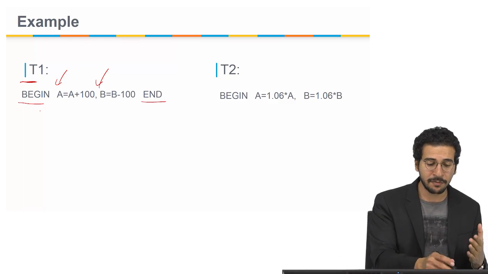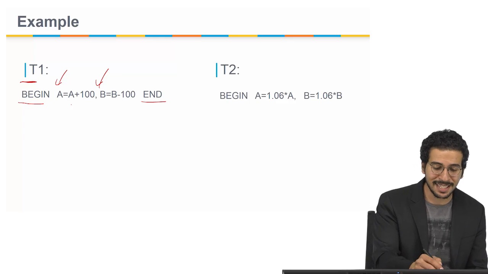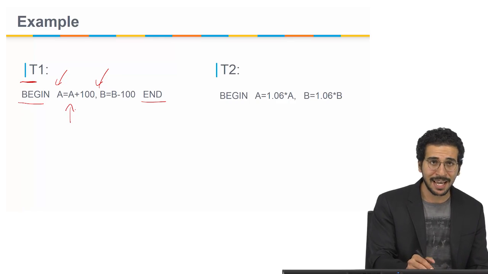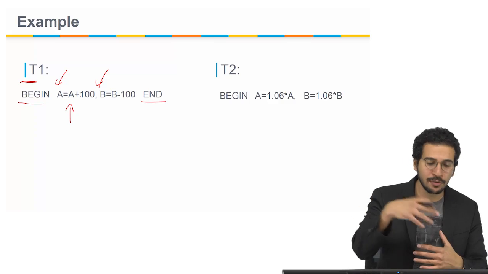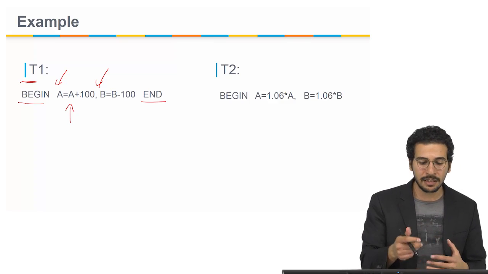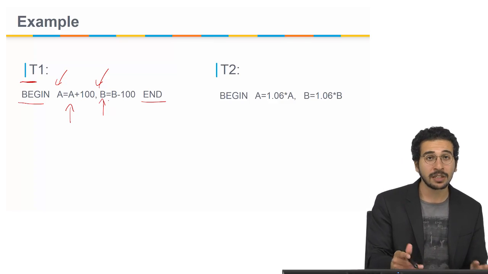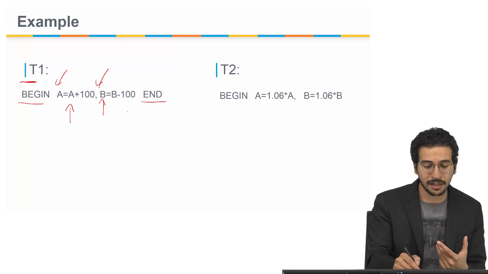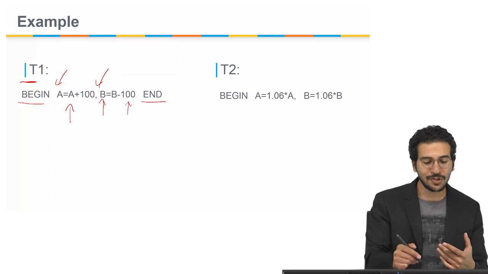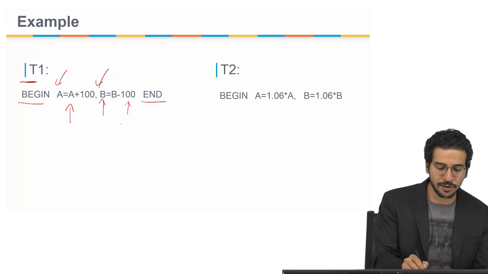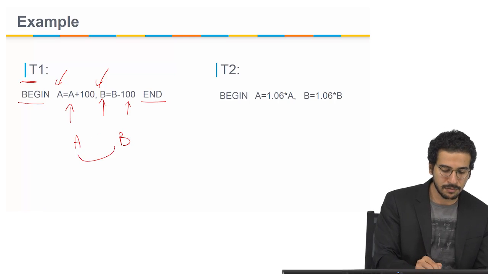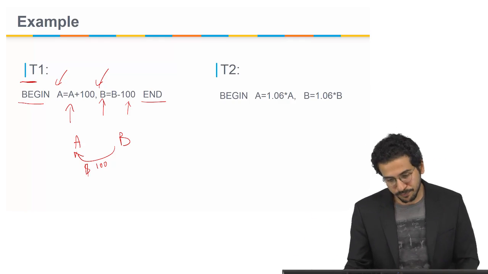So the transaction begins, and the first operation is to read the value of A, and then update the value of A by adding $100. And then read the value of B and update the value of B by subtracting $100. In other words, if you think of it from a banking perspective, this transaction transfers $100 from B to A. That's basically what it does.